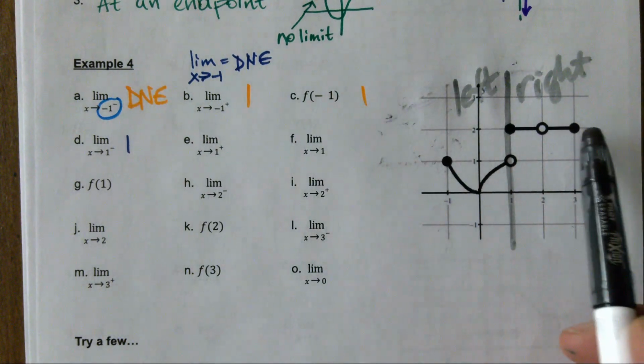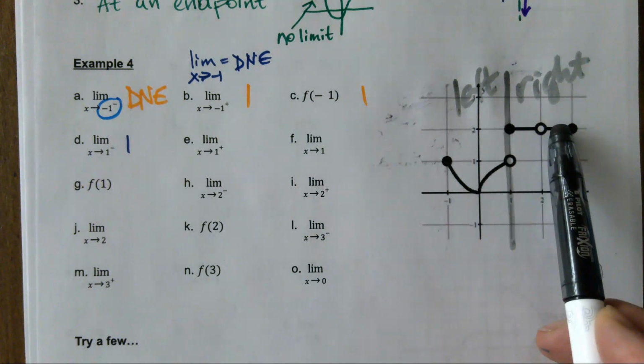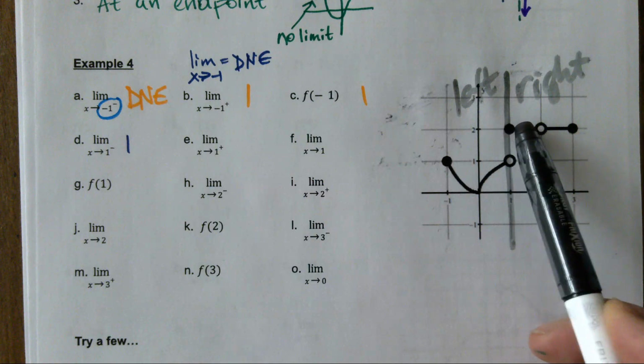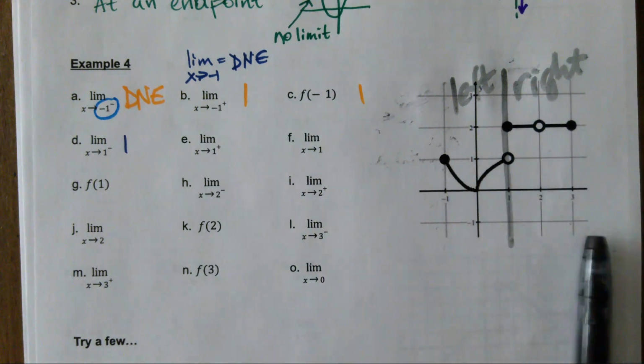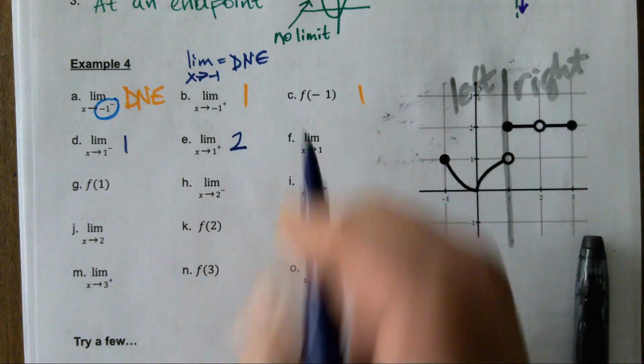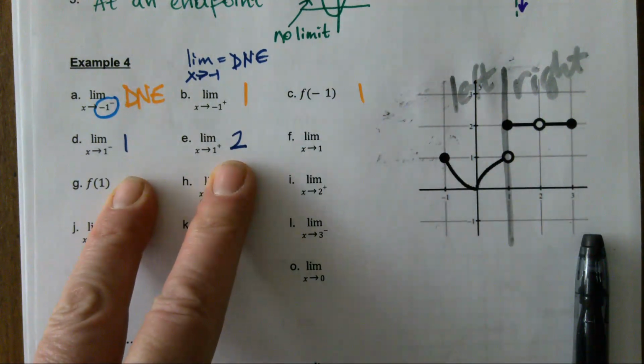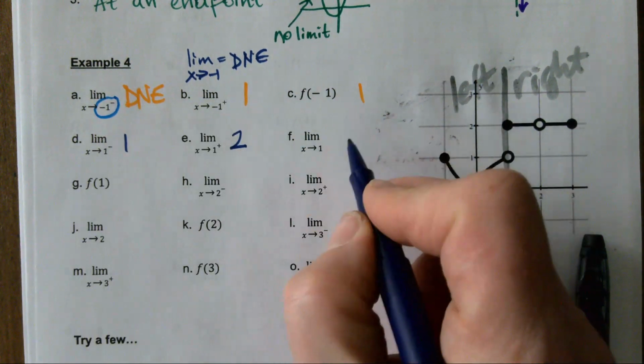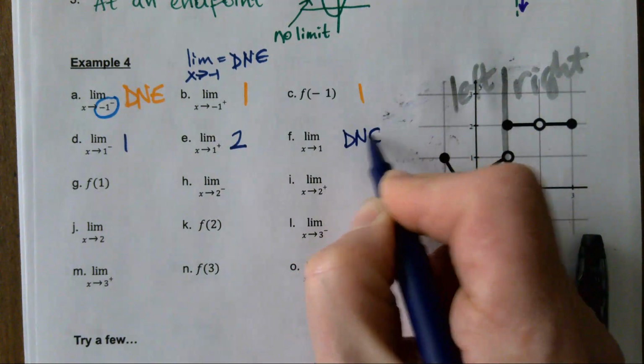Then I'm going to go here on the right-hand side. I'm going to travel along this function. Oops, I got to jump over that hole. Where am I headed? 2. Yep. But it doesn't touch on the other side. Do they meet? No. So this limit does not exist.